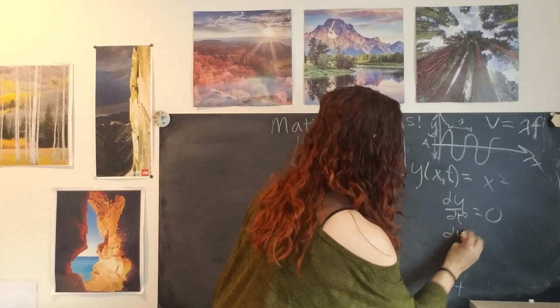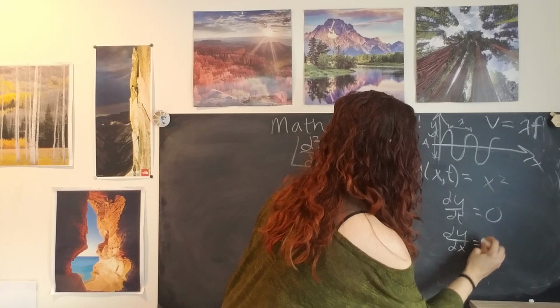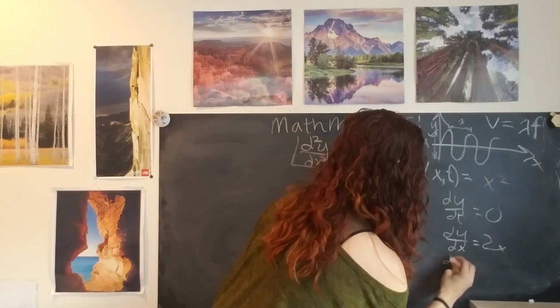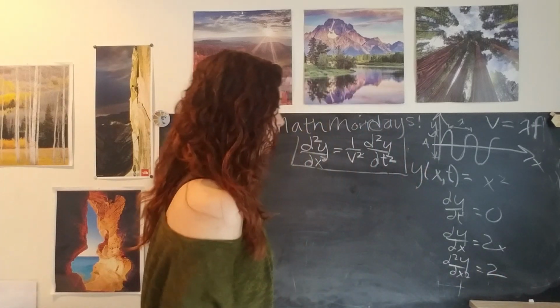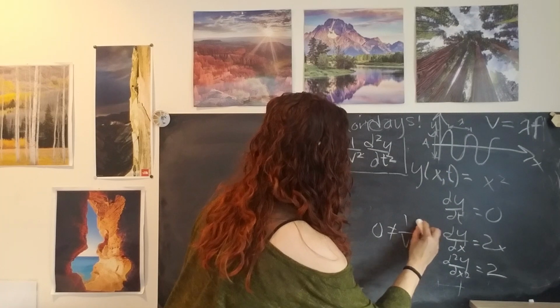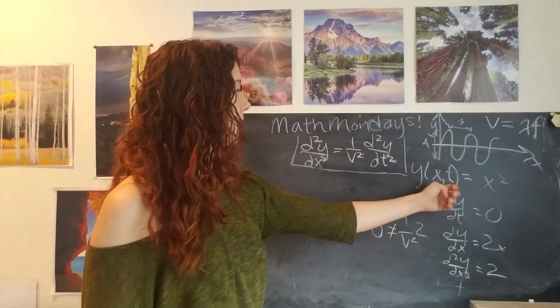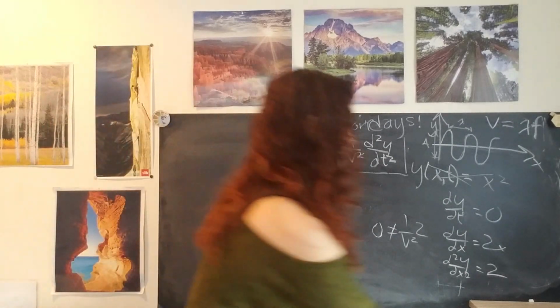But dt equals 0. dy dx equals 2x. And d squared y dx squared equals 2. So 0 does not equal 1 over v squared times 2. So this does not solve our wave equation.